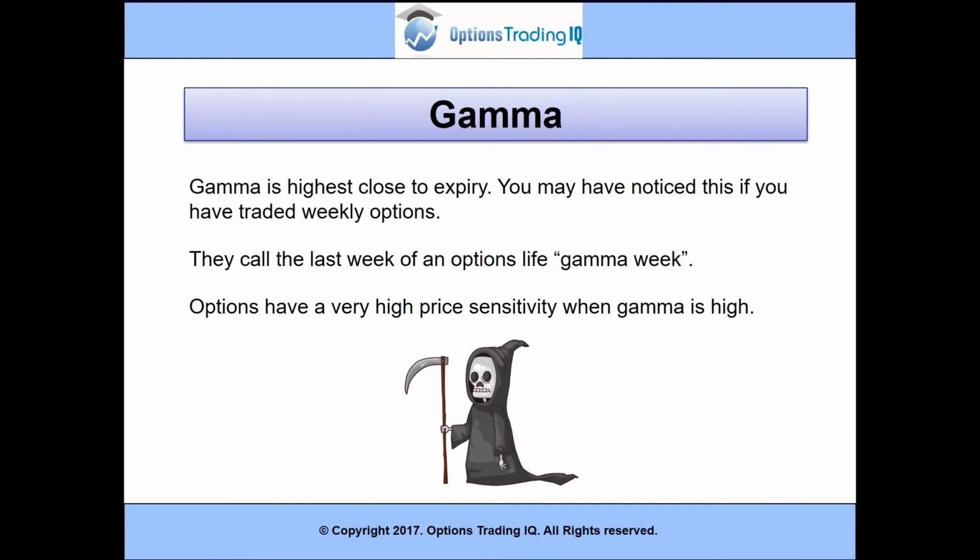Gamma is highest close to expiry. You may have noticed this if you have traded weekly options. They call the last week of an option's life gamma week. Options have a very high price sensitivity when gamma is high. I'm repeating myself here, but this is really important, and this is why I don't trade weekly options. Some people do it, and that's fine. Good luck to them. You can make really good money. Time decay is really high. But if you get that big price move, you can suffer a really big loss in a really short space of time.